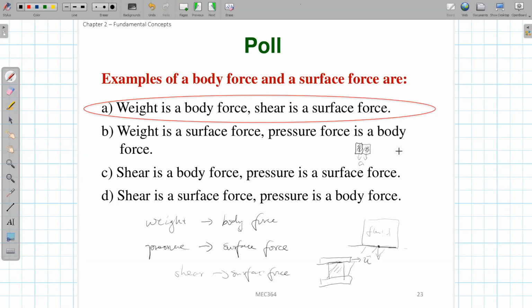Pressure, on the other hand, is really not generated by the particle itself. Take particle A and particle B: particle A will feel the pressure because there is another particle B adjacent to it.